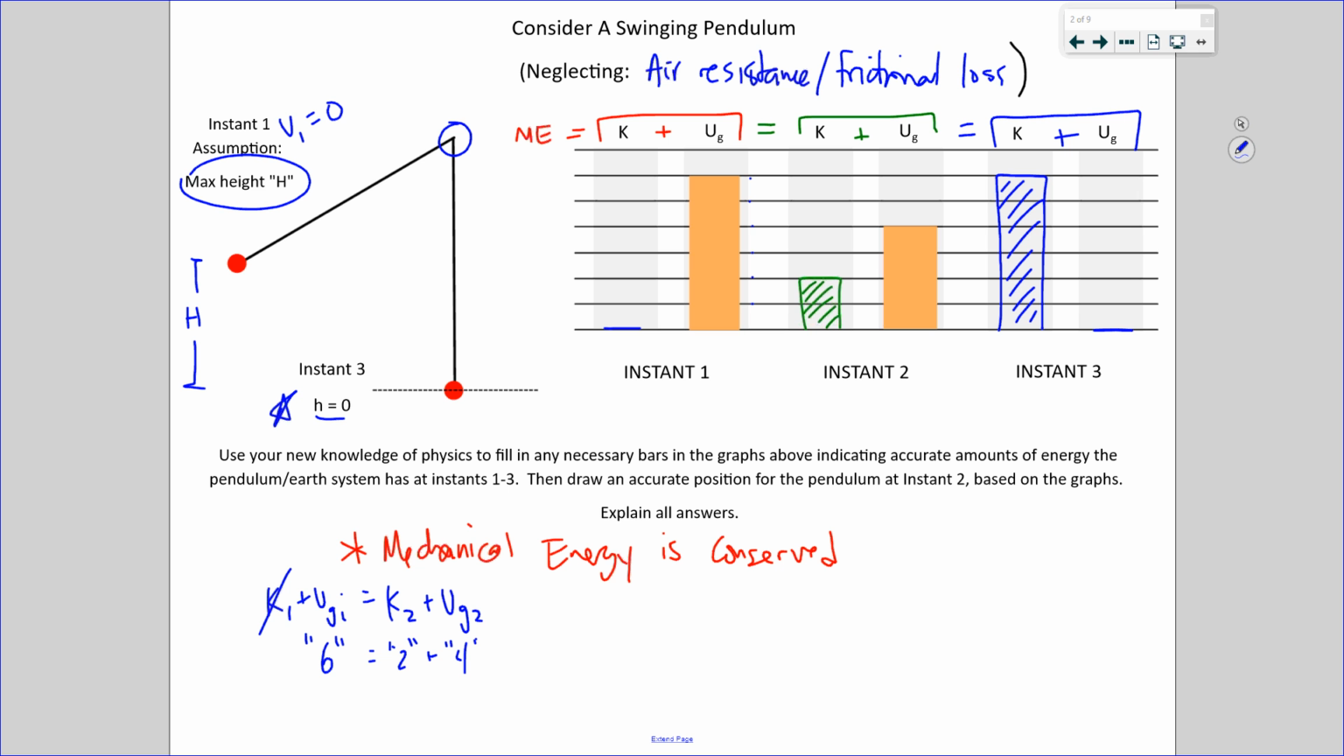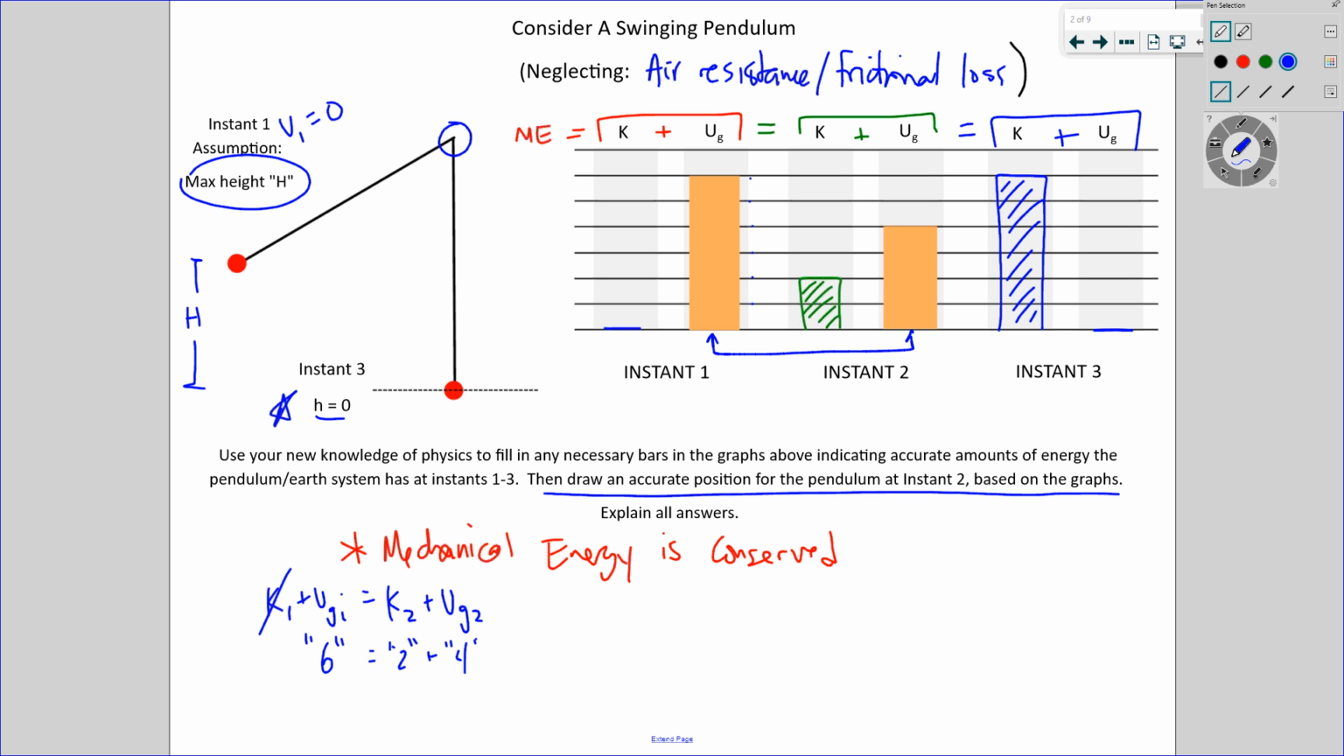Okay, here's a neat question. Then draw an accurate position for the pendulum at instant 2 based on the graphs. Well, here's something that we can say for sure. All right, notice, here's one thing you can do. You can compare gravitational potential energy from one instant to the next, and you can do it somewhat quantitatively.